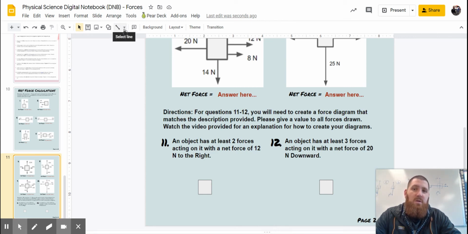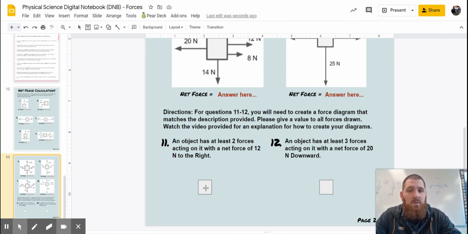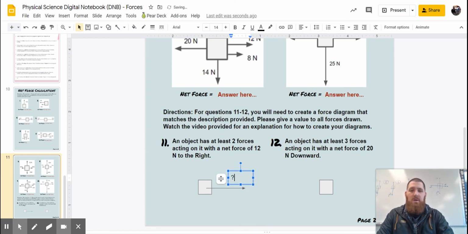Now, to do this, you're going to come up here to the toolbar, and where this little select line option is with the drop down, you click the drop down and it's going to give you an arrow option. You can then draw your arrows on the box so that we can then label them and give them values. To label them, you're going to come up right next to the pointer arrow and click text box, and you can create a text box and label however many newtons you want to put into that text box to create your force diagram that has this net force.